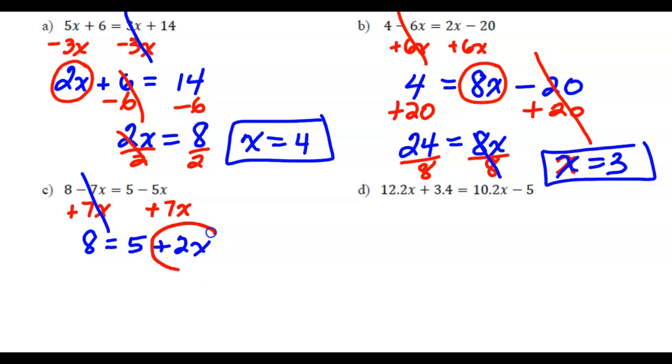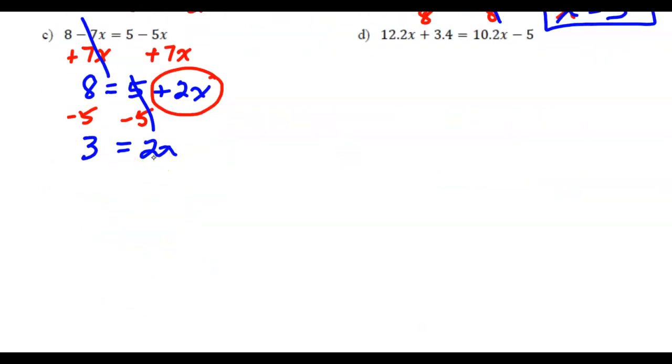Going to circle the term with x in it. That's what I have to get by itself. So I'm going to subtract 5 from both sides. And so I'll get 3 equals 2x. Well, 2 doesn't go into 3 evenly. No decimals, so we'll use fractions. So we'll just divide by 2. So x equals 3 over 2.